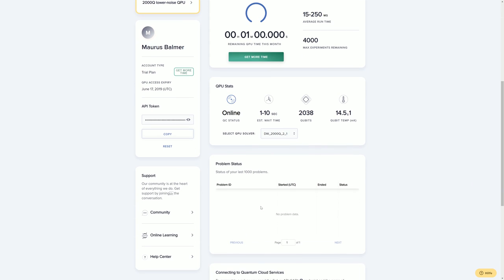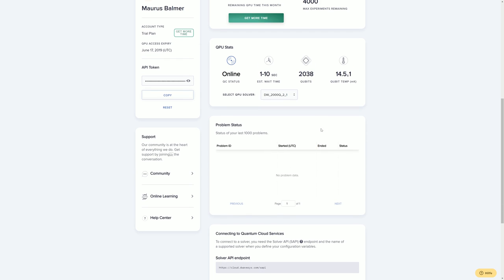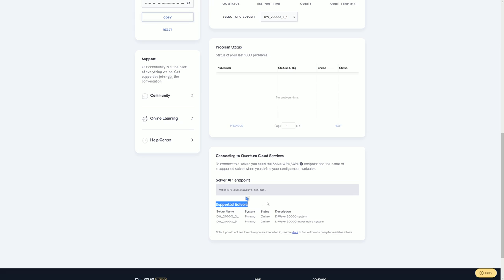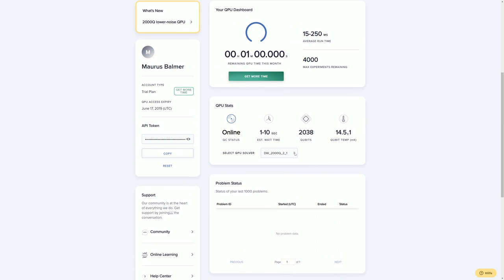At the moment I did not run a quantum experiment, but I will do that hopefully very soon. The supported solvers to run the quantum code on are two D-Wave quantum computers: the D-Wave 2000Q system and the D-Wave 2000Q lower noise system. Actually, I set it to this because the other one has a little bit fewer qubits. But I need to test which one is in fact faster.